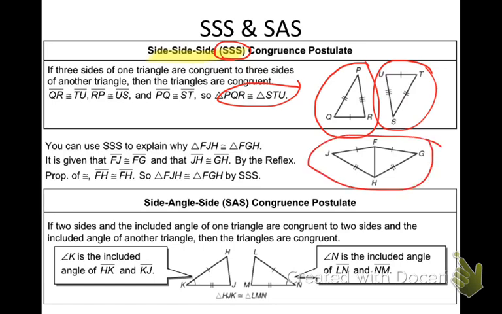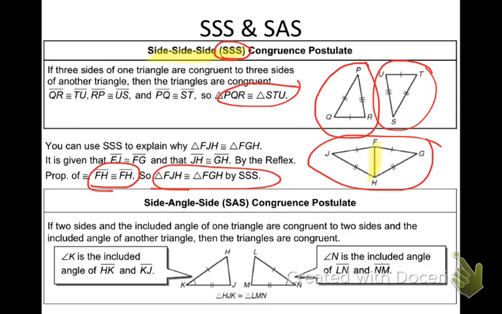Now the next one here gets a little bit tougher. This is another example of side, side, side, but it only shows me two sides. Where's the third side at? Who can find the third side there? Colton? It's in the middle. It's the same side for both of them, right? That's what's called the reflexive property. If it's the same line, it's going to be congruent to itself. So FH is the same as FH. Now my two triangles are congruent by the side, side, side property.